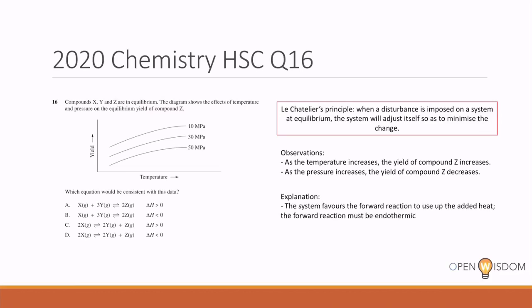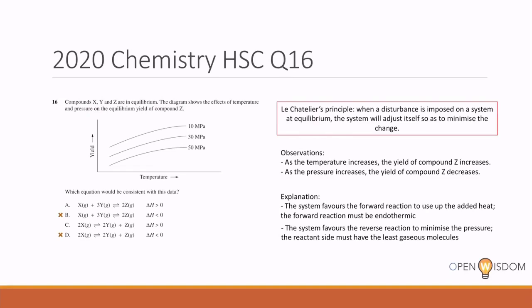We see that option B and option D are exothermic because the change in enthalpy is negative, so we can eliminate these options. As for pressure, we see that as the pressure increases, the yield of compound Z decreases, so the reverse reaction is favored in this case. If the reverse reaction is favored in order to minimize an increase in pressure, then the left-hand side of the reaction, or the reactant side, must have more gas molecules.